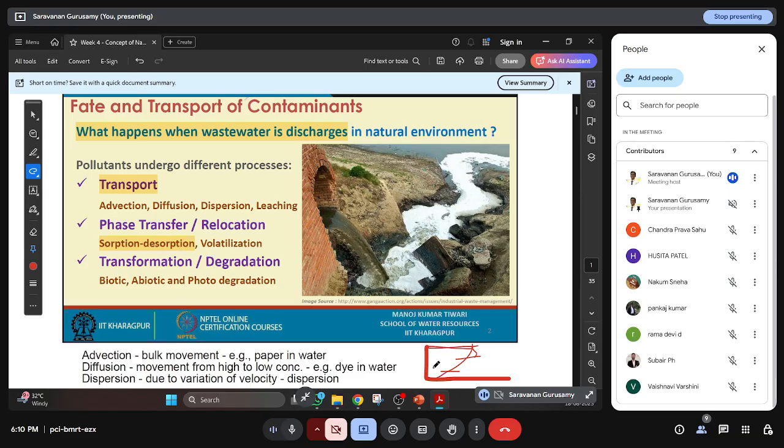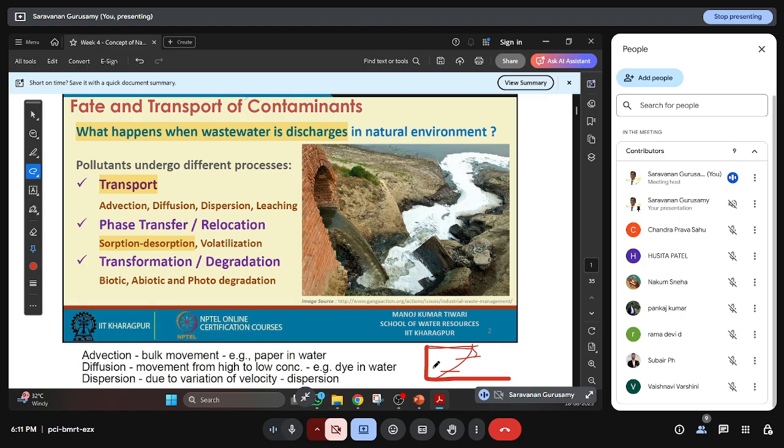Then volatilization, changing from solid phase to gas phase, right? From the river, it may also go into the atmosphere. That is called volatilization. Like some of the oxygen present in the water may come out into the atmosphere. That's called volatilization. Any parameter may undergo volatilization.